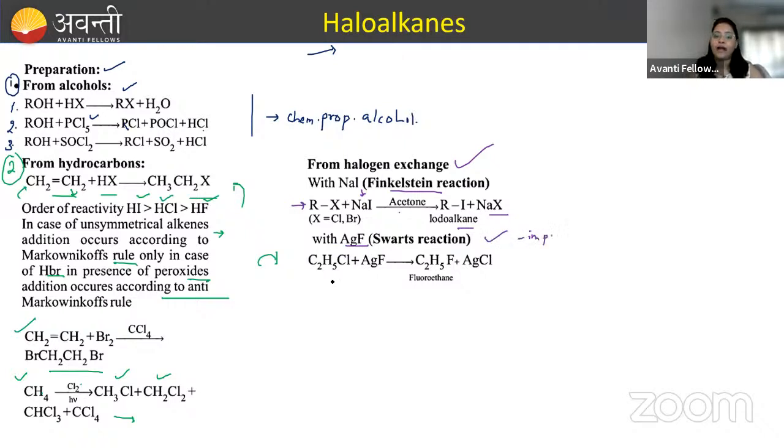Okay, this reaction is most of the time asked in the exam. Whenever there is an alkyl halide given and it reacts with silver fluoride, what is going to form there? There will be preparation of fluoroethane, and this reaction is known as the Swarts reaction. And when the reaction takes place with sodium iodide, there is a formation of iodoalkane in the presence of acetone. This reaction is what? Finkelstein reaction.